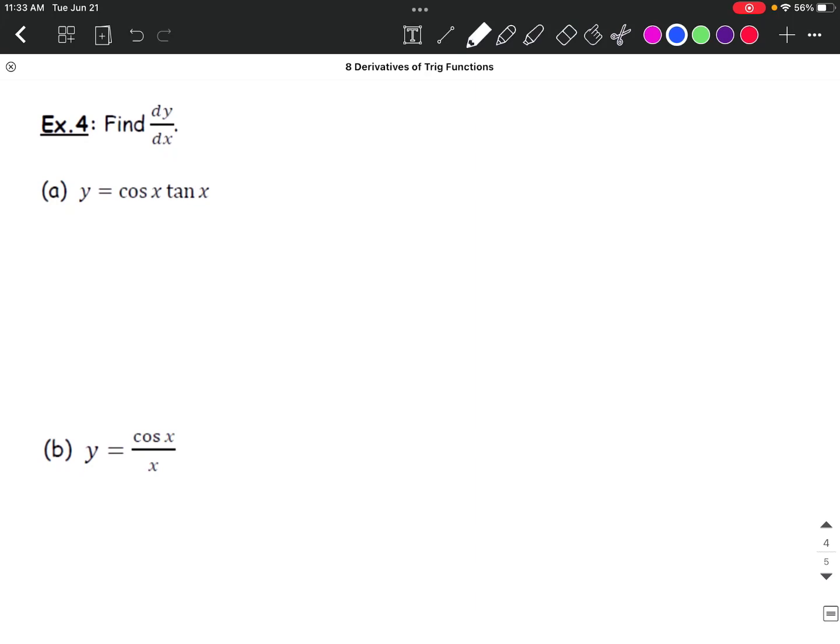All right, 2 little problems here. We're going to find the derivative, dy dx. So our first example, y is cosine x tan x. So the derivative of y is dy dx. In order to do this, we're going to have to use the product rule. So the product rule tells us to take the derivative of the first. The derivative of cosine is negative sine x, keep the tan x, plus, now keep the first part, cosine x, times what's the derivative of tan x? That is secant squared x.